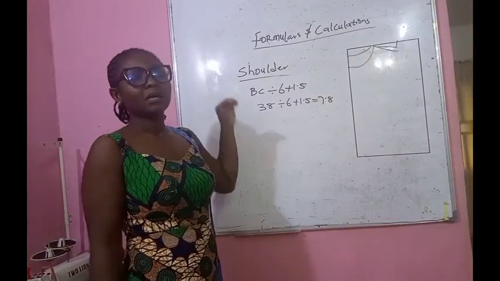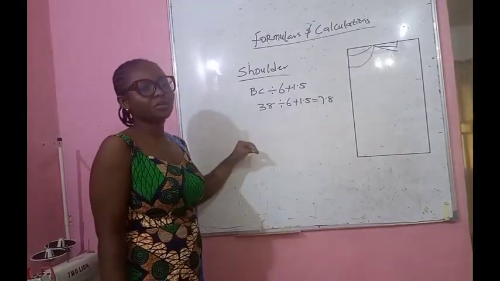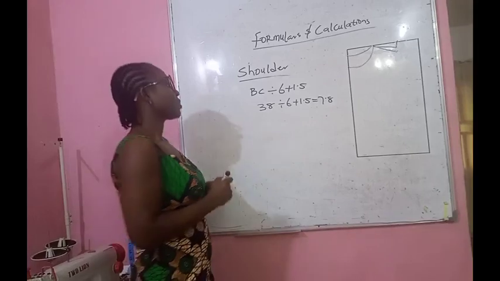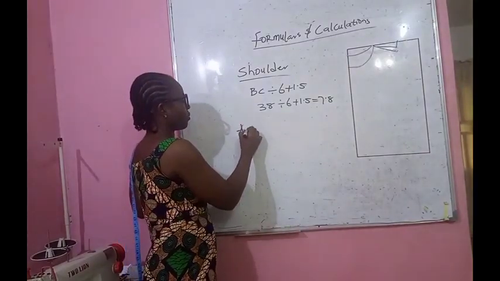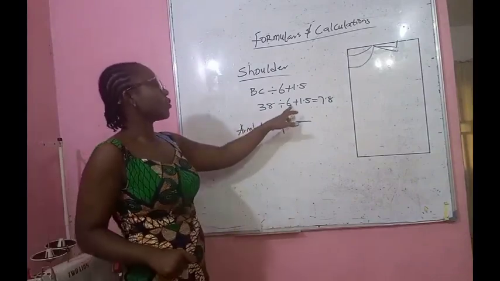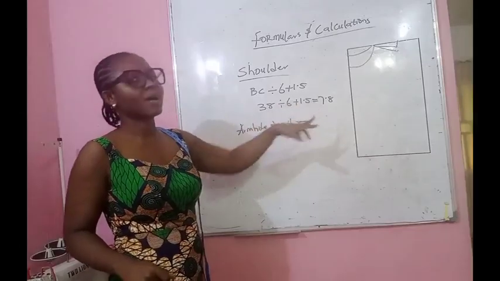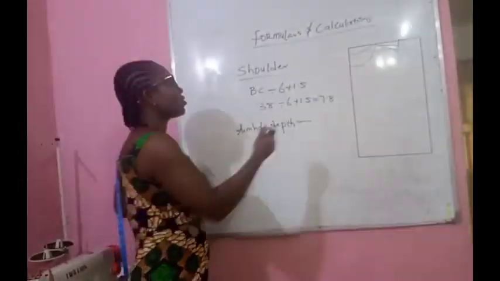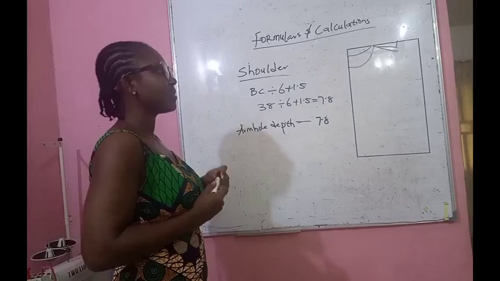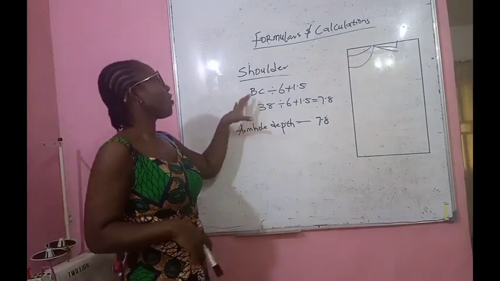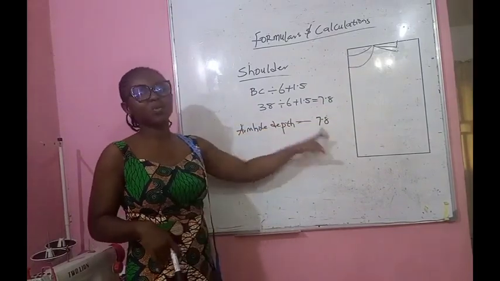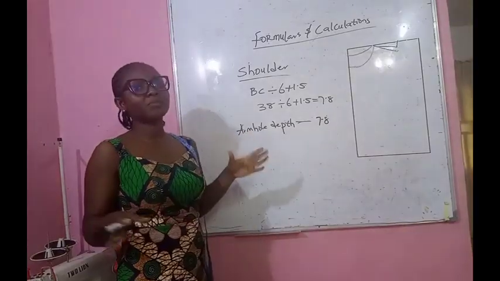Okay, so the next calculation we need for our measurement is the armhole depth. For the armhole depth, we're still going to make use of our bust circumference, and we're still going to divide by 6 plus 1.5. So it is still going to give us 7.8. So for our shoulder, if you don't use this measurement, you can actually use this when you have your armhole depth already.